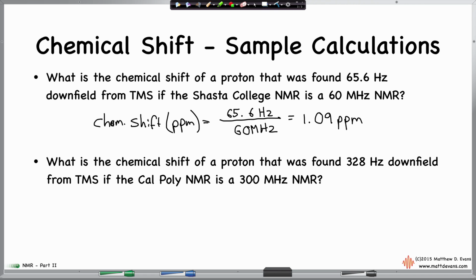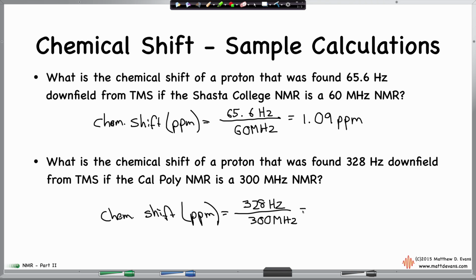Now let's do another calculation. This time we're going to assume that we're dealing with 300 megahertz NMR. When I was at Cal Poly, I had a chance to work on this briefly in advanced organic chemistry laboratory, and it definitely gave better resolution. So we're going to do the same type of calculation by saying chemical shift, once again in ppm, equals, and in this case, we found a resonance at 328 hertz for some particular proton divided by 300 megahertz.